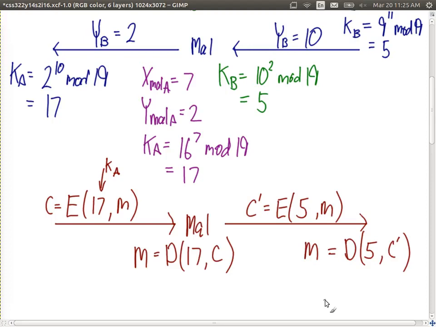Any questions on the man-in-the-middle attack? Or it could be a woman in the middle. It's whoever's doing the attack.